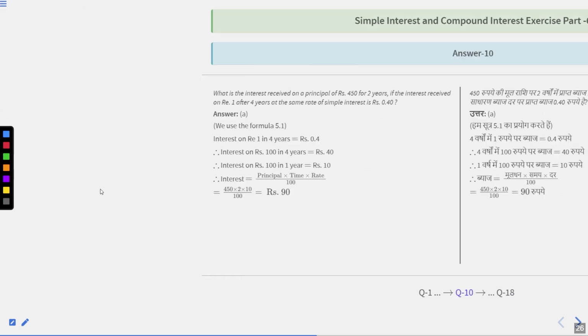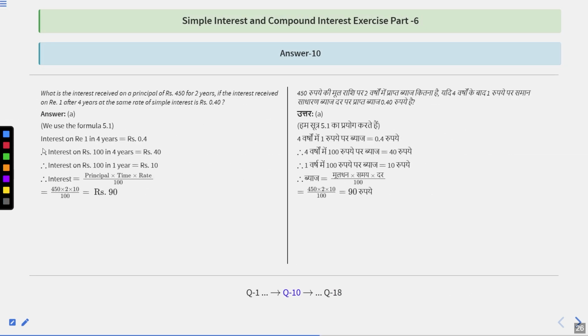Now time's up. Let's see the solution. Interest on rupee 1 in 4 years is 0.4. So interest on 100 rupees for 4 years will become 40 rupees. So interest on 100 in 1 year will be 10 rupees. So interest equals principal into time into rate upon 100. So it becomes 450 multiplying by 2 multiplying by 10 upon 100, which is rupees 90. So A is the correct answer.